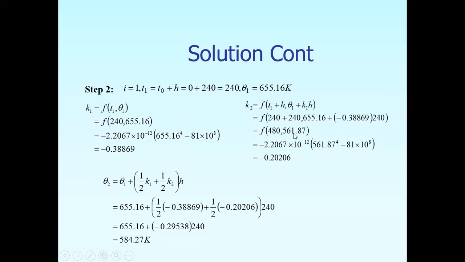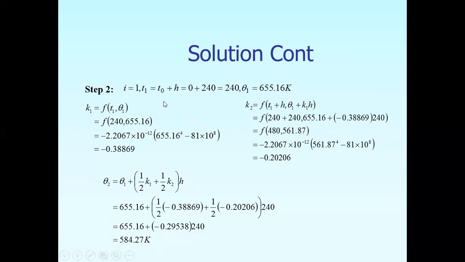Put the values of h, theta 1, k1 and h in that equation and find the value of the function f of 480, comma 561.87. Put the value of theta 1 in that equation, that is 561.87, and find the value of k2. Put the values of theta 1, k1, k2 and h in the equation of theta 2, and by putting all the values, we can find the final value of theta 2, that is 584.27 Kelvin at time t is equal to t2.